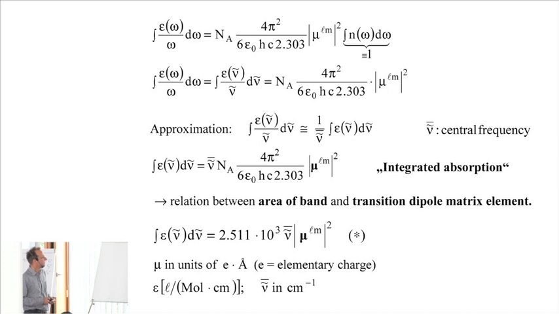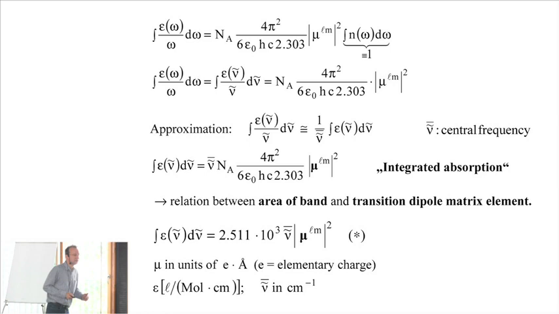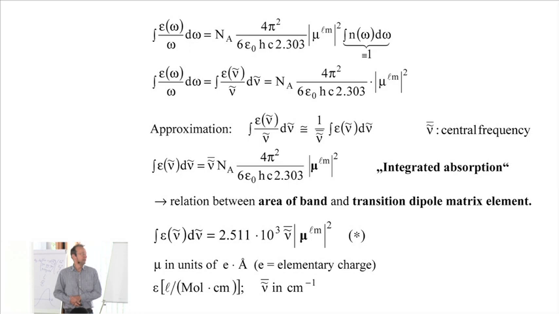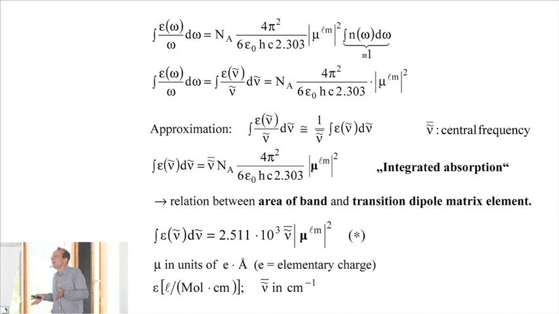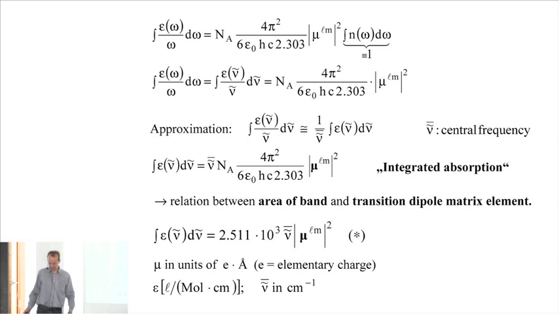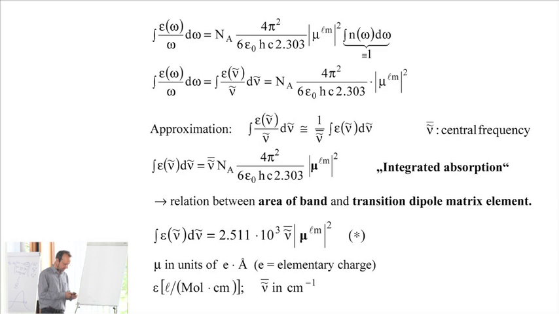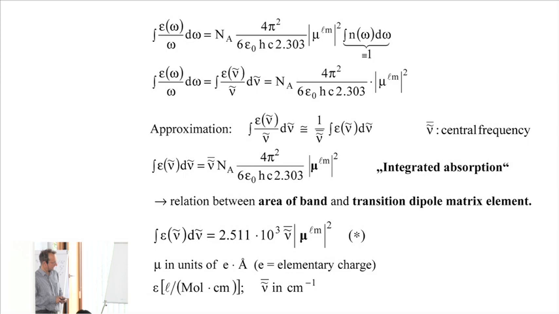So basically, now you have on the left-hand side the area of the band, and on the right-hand side the frequency times the constant times the transition moment squared. And this is called integrated absorption. It tells you the area of your band just corresponds to the square of the transition moment integral. So the transition moment integral, which you can calculate from quantum mechanics, is the area of your absorption band. And if you express your mu in terms of the charge times distance in terms of angstroms, then you have this constant here between the area of the band and the transition moment squared, 2.5 times 10 to the third, in the usual units of epsilon.